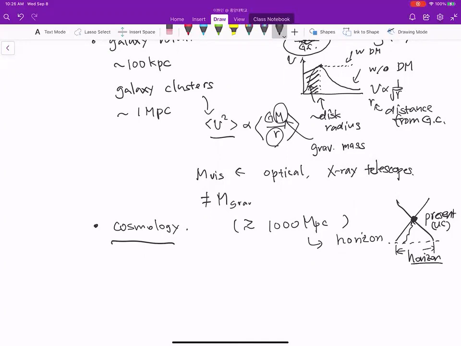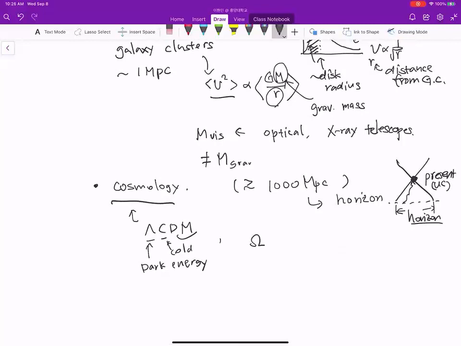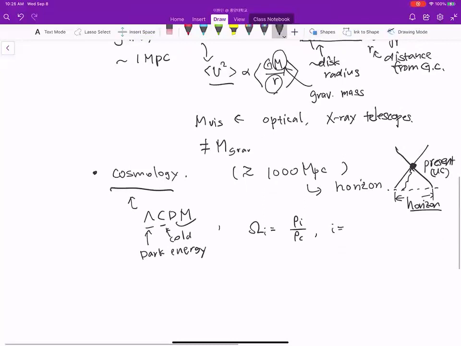So in any case, cosmology is described by lambda CDM. Lambda is dark energy, and CDM is cold dark matter. This is the cold, and this is the dark matter. The major components of our universe can be parameterized in this form. This includes the baryons and dark matter, and lambda is the dark energy.